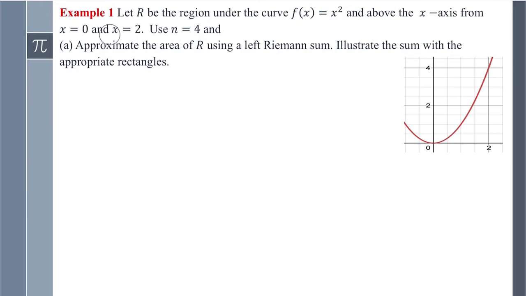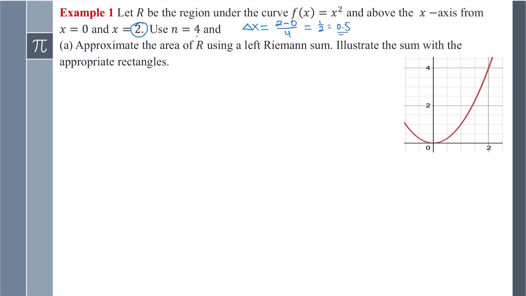Okay, so let's start with the first one. So always the first thing that you are going to do is to determine the width of the rectangle, which is given by delta x equals b minus a, or the right endpoint minus left endpoint, divided by how many rectangles you want to make, and it is n equals 4. So this gives us 1/2, or we can also say 0.5. So that's the width of the rectangle.